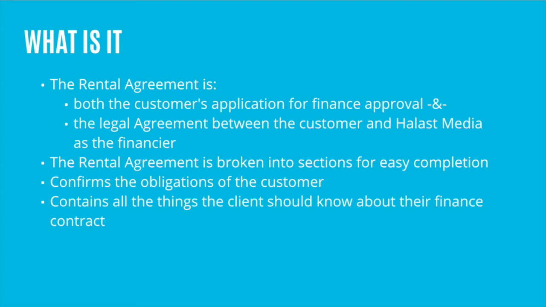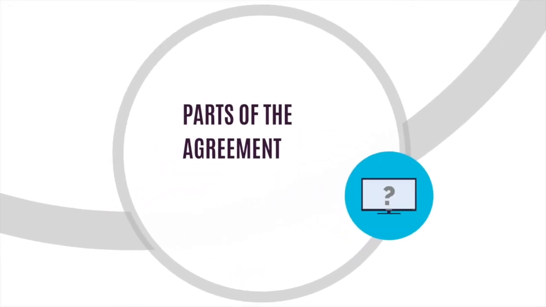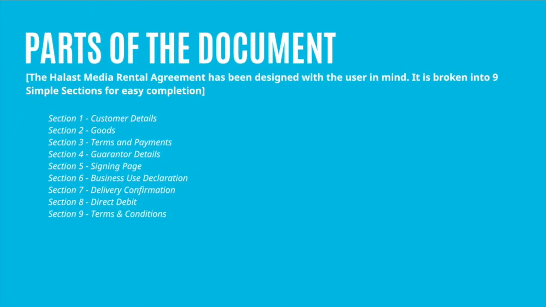It is specifically designed for easy completion by being broken down into sections. It confirms the customer's ongoing obligations and has important disclosures, terms and conditions, and also includes the details for repayment of the finance facility. So what are the sections of the agreement that you will need to understand? As mentioned, the agreement has been designed to be as easy to complete as possible and to avoid unnecessary errors occurring at the time of completion.